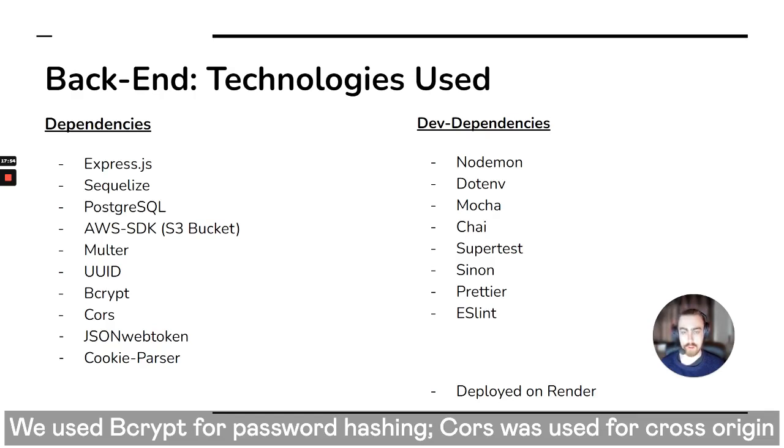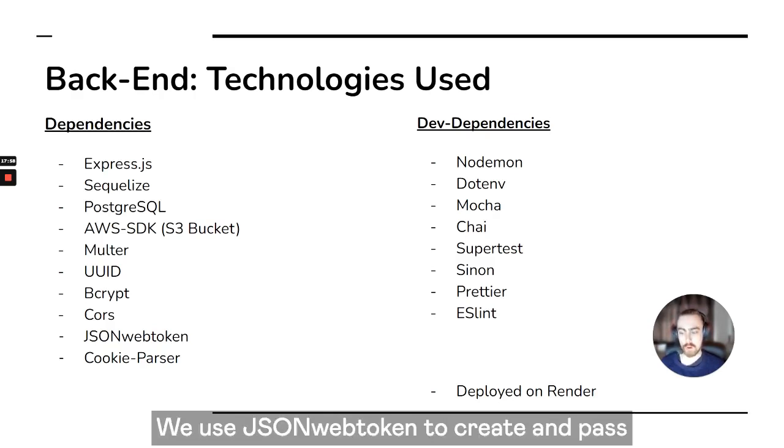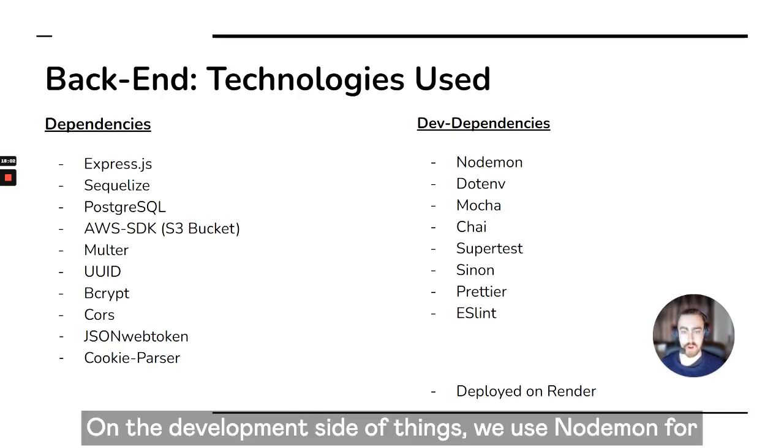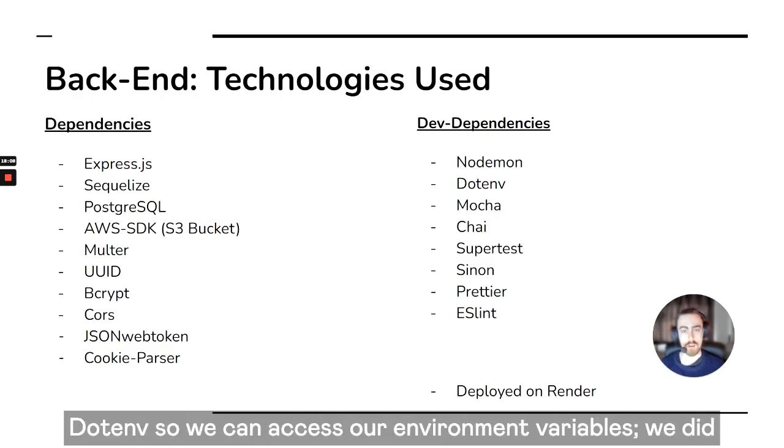CORS has been used for cross-origin requests because our server and client run on different domains. We use JSON Web Token to create and parse JSON Web Tokens, and Cookie Parser to parse cookies. On the development side of things, we used Nodemon for automatically restarting the server when changes were made, and dotenv so we can access our environment variables.